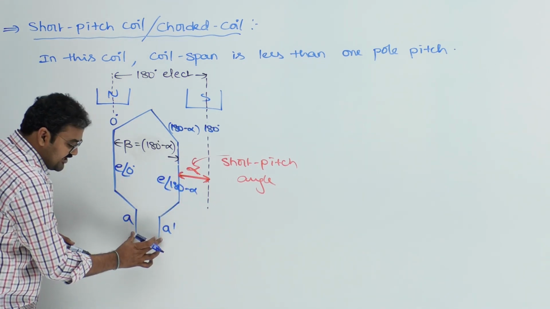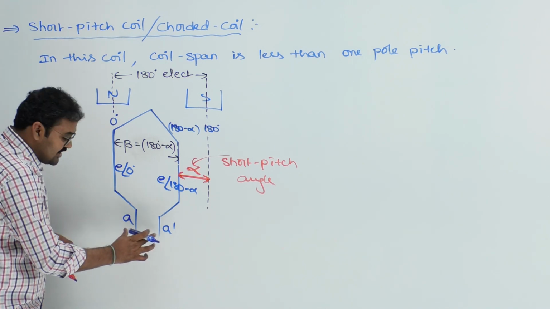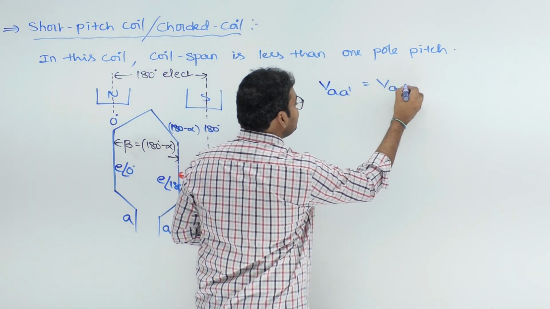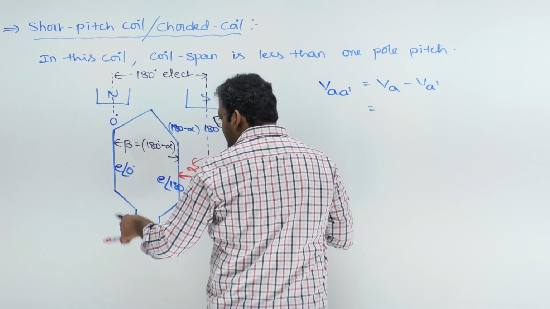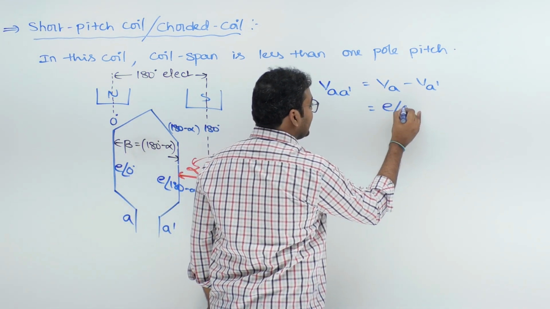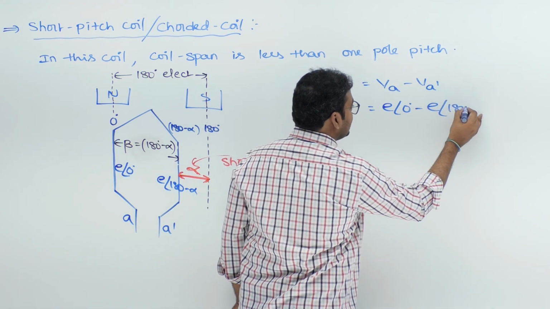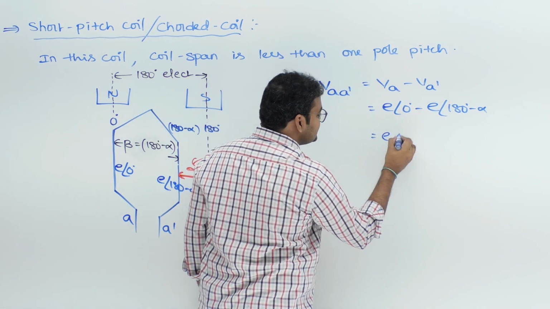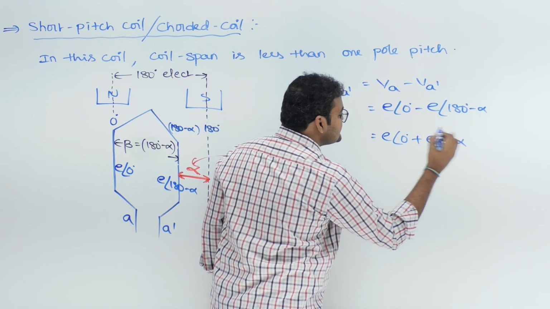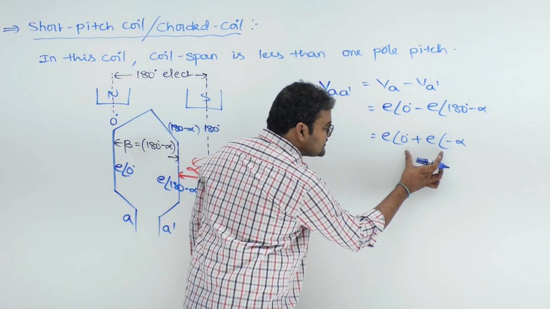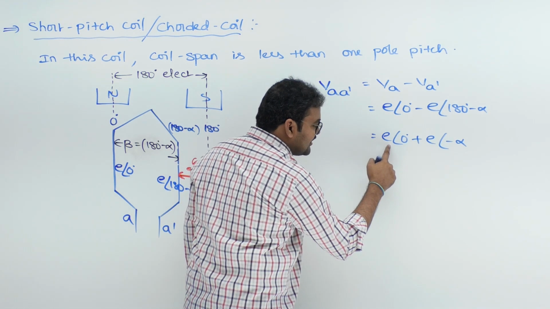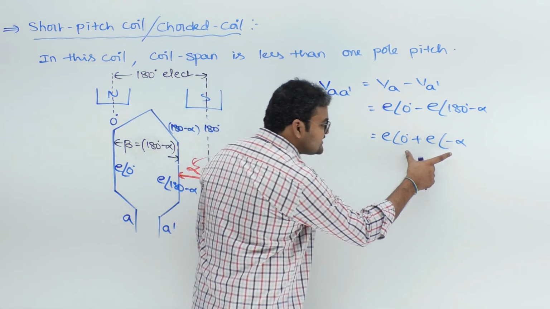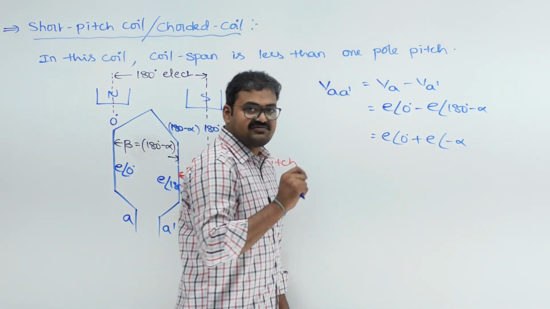Therefore, what is the resultant voltage between these two nodes? That is nothing but the potential difference from A to A dash. So I can write V_AA' is equal to V_A minus V_A'. V_A means first coil side voltage, that is E at an angle 0, minus E at an angle 180 minus alpha. I can write minus at an angle 180 as simply plus at an angle 0. Therefore, if you look at these two terms, one vector is at an angle 0 degrees, the other vector is at an angle minus alpha degrees. Therefore, what is the phase angle between these two vectors? Alpha degrees is the phase angle.